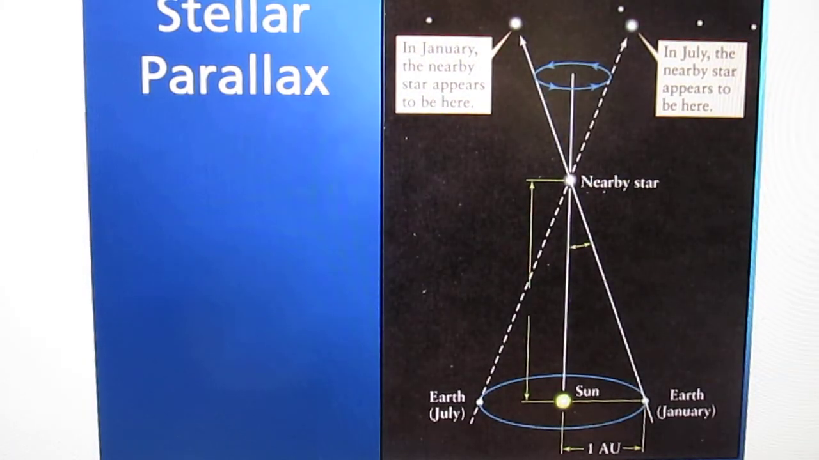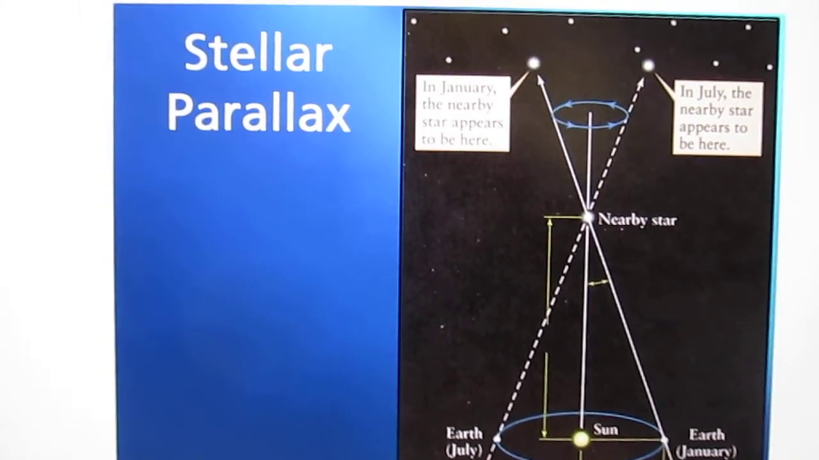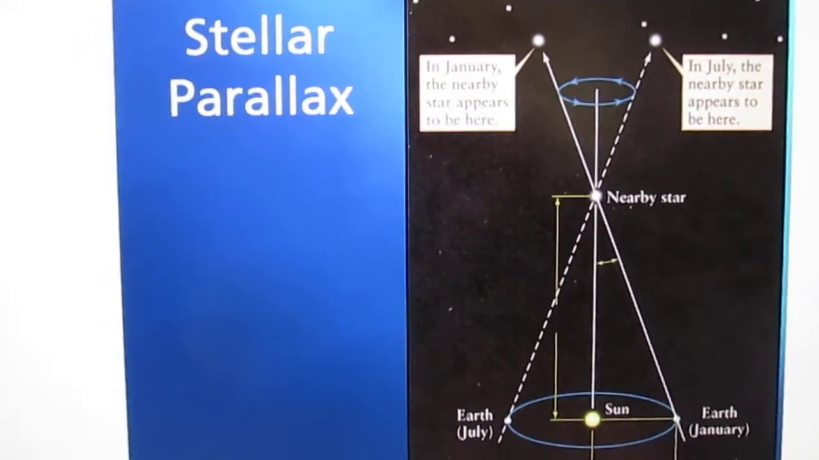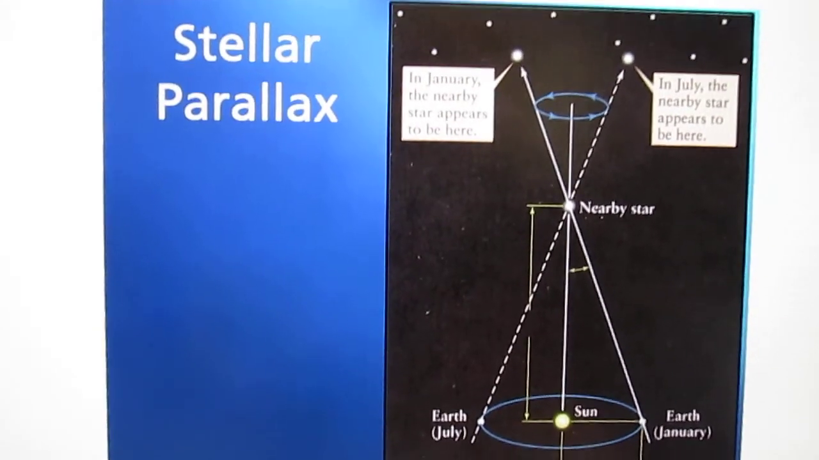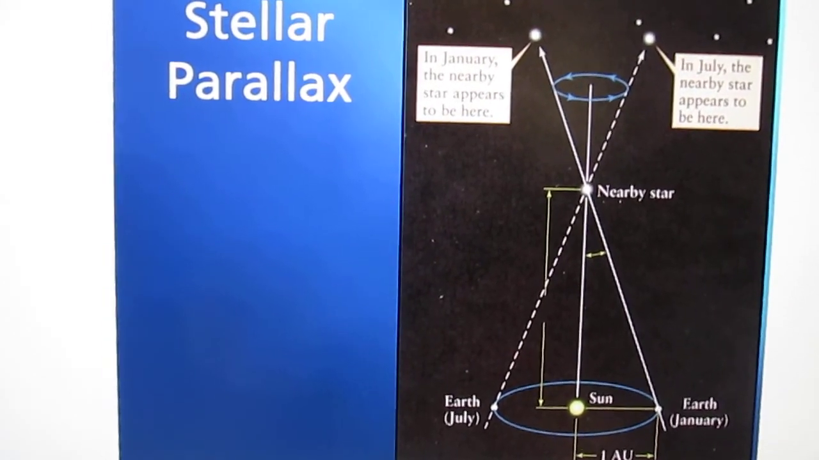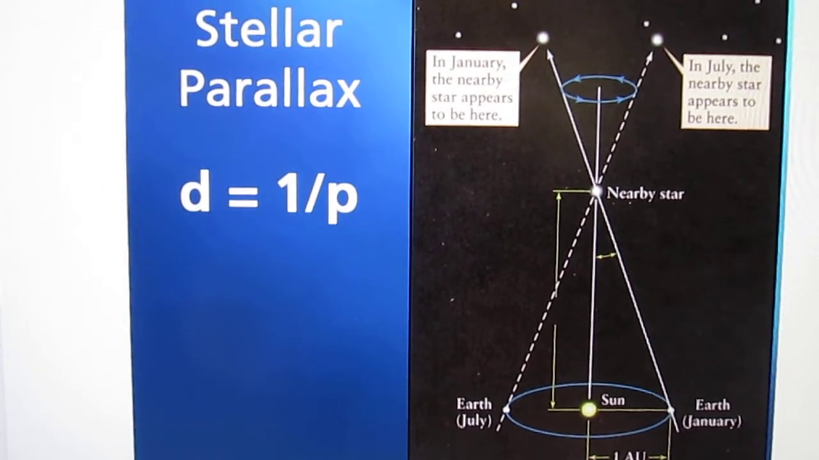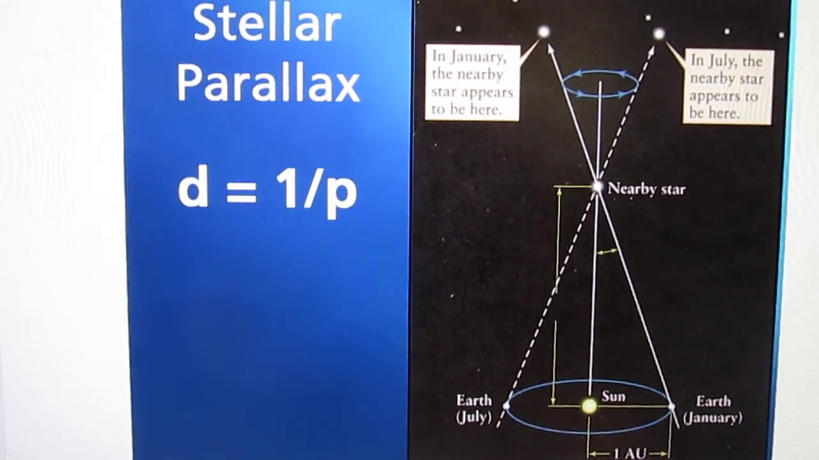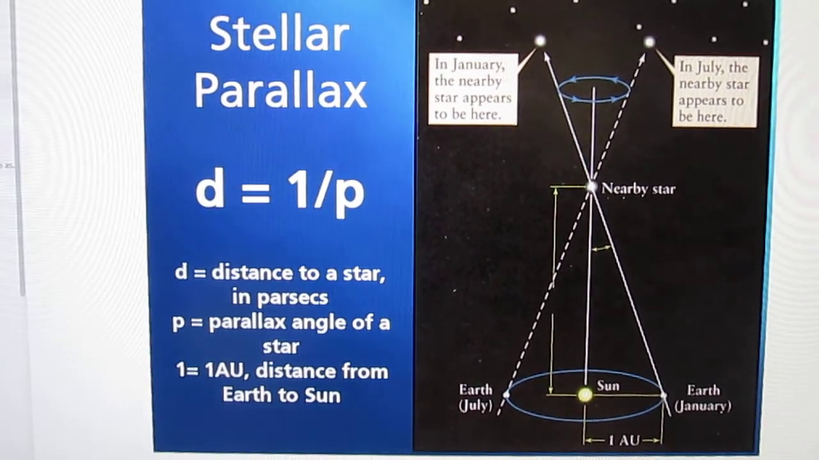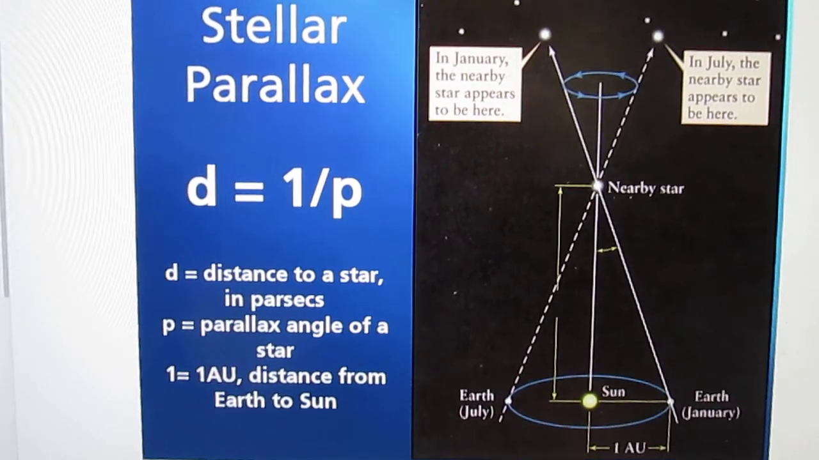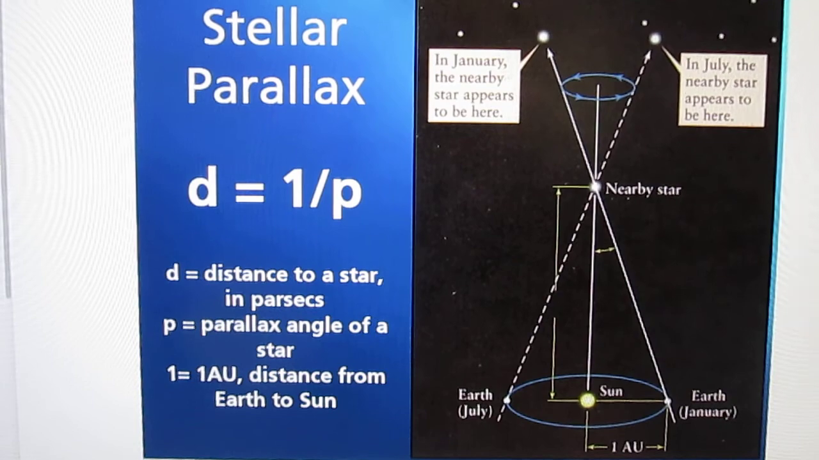Distances to nearby stars are determined by stellar parallax. The motion of nearby stars among the background of more distant stars, due to the Earth's motion around the Sun, is called stellar parallax. Remember what the equation for parallax is. D is equal to 1 over P, where D is the distance to the star in parsecs, and P is the parallax angle of that star in arc seconds.